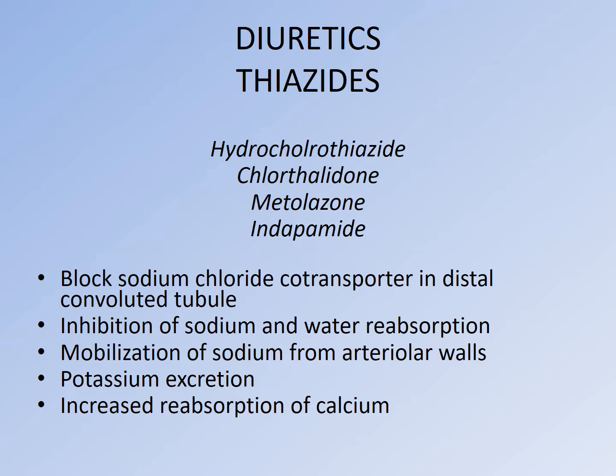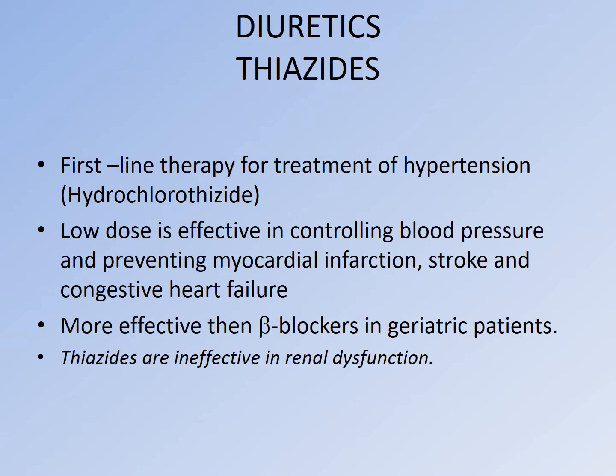They also increase the excretion of potassium. They will increase the reabsorption of calcium. They retain calcium. And one other mechanism of action of the thiazides is they actually induce prostaglandin formation, particularly PGE2, that improves renal perfusion. Thiazides are first-line therapy for the treatment of hypertension, particularly hydrochlorothiazide. And a low dose is quite effective in controlling blood pressure, preventing myocardial infarctions, strokes, and congestive heart failure.